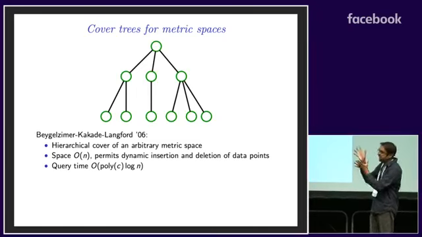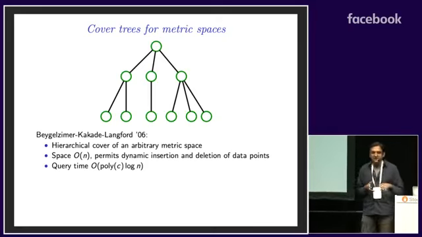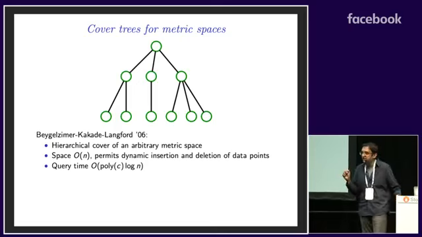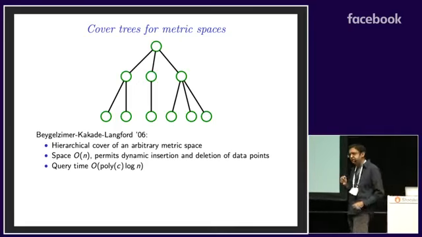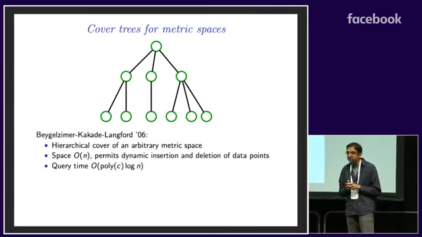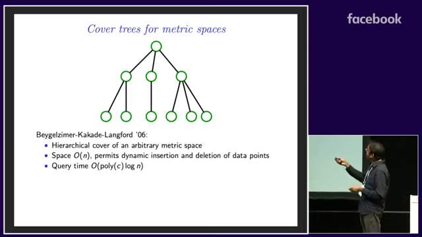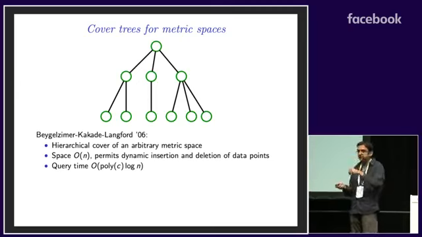And one nice data structure of this type was developed by Alina Beygelzimer, Sham Kakade, and John Langford. And it's called the cover tree. Okay, and this is something that works in a general metric space. And so I'll just say briefly what it is. It's a tree, okay? And each node of the tree is associated with a data point, okay?